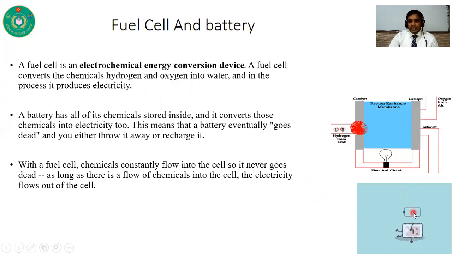So if we use a battery, one day it will go dead. But with a fuel cell, if we continue to supply the fuel, that means hydrogen and oxygen, it continuously produces electricity. So it will never go dead. But a battery will go dead once.